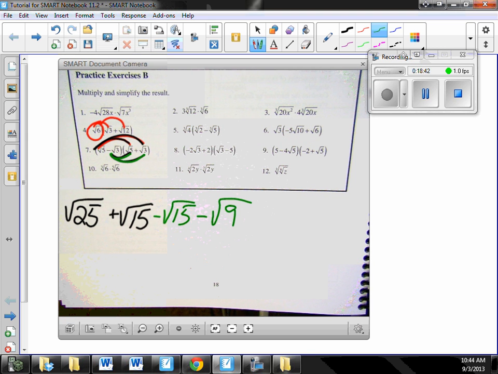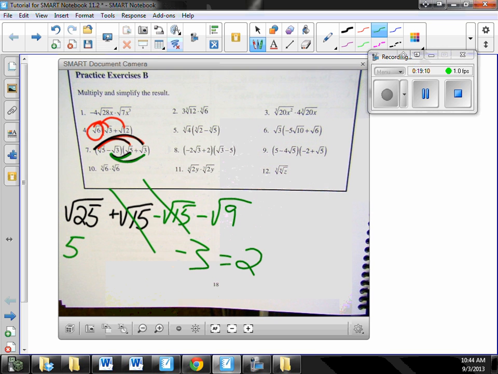So the square root of 25 is 5. And the square root of 9 is 3. What about the other two terms? What is root 15 minus root 15? 0. They cancel. Is that always going to happen? No. So in this case, we end up with 5 minus 3 is 2.